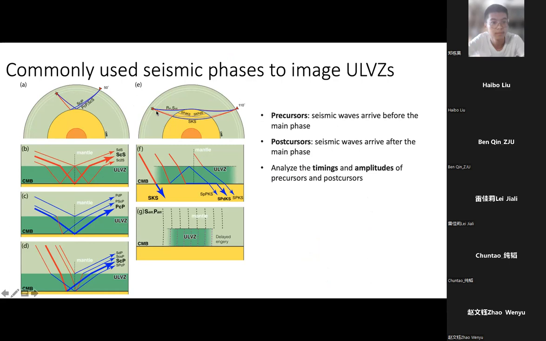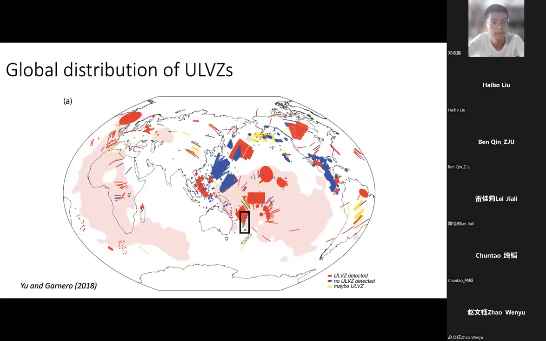Whereas for the diffractive waves, because they propagate along the core-mantle boundary, you can sample a relatively larger area compared to reflective waves. But of course, in that case, you have lower resolution because it's kind of an integrated effect, right? So all these structures in this area along the ray paths can affect the seismic waves. So they are actually a bit different. Also, you can tell from this figure.